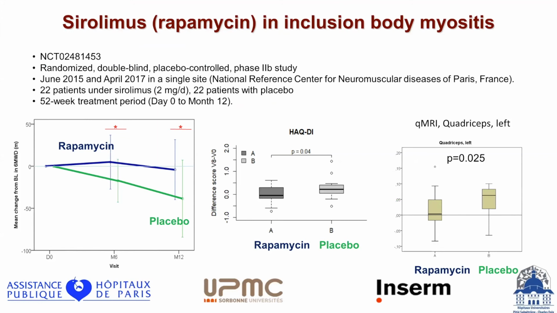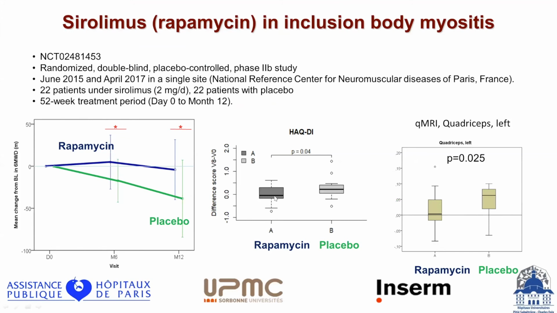So we made one randomized controlled monocentric trial with 22 patients treated by rapamycin during 1 year and 22 with the placebo. And after 1 year, you can see that we can't see any difference in the rapamycin group in terms of 6-minute walking distance. And as expected, we can observe a decrease of the distance in the placebo group.